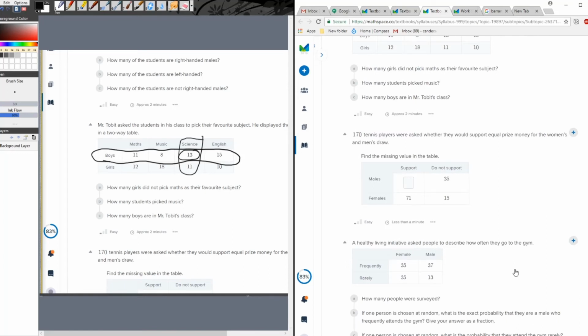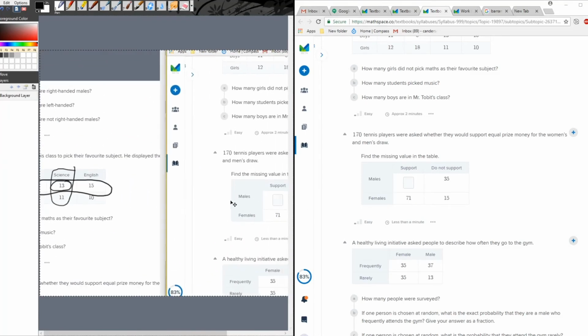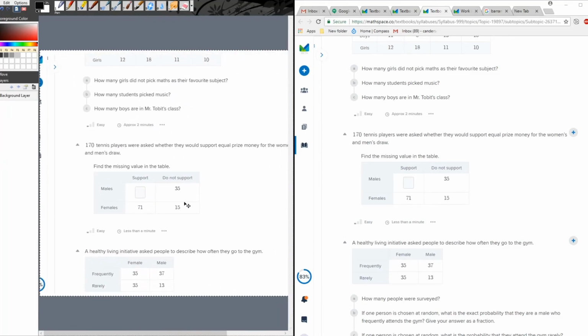Now, when we are dealing with tables that are not filled in, this is when you need to make your total sections. So we write the total. So we don't know what that is. So we can't fill this, we can't fill that. However, we can fill this one.